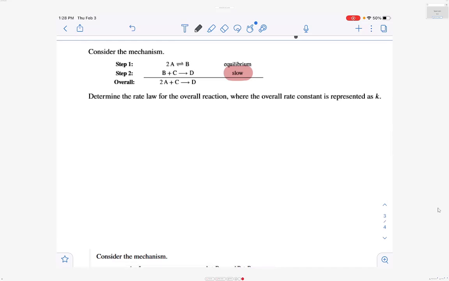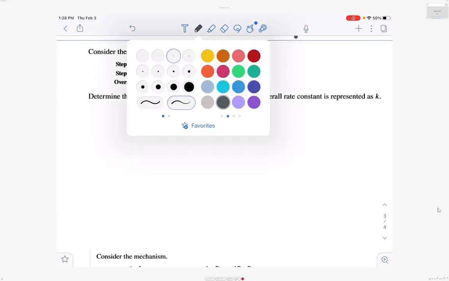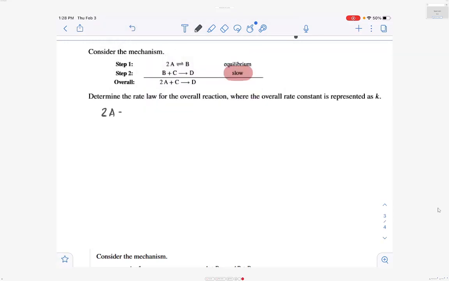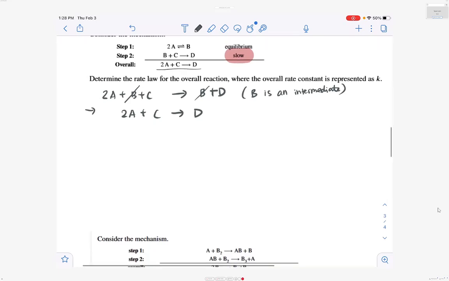We're going to add all the reactants together: 2A plus B plus C equals B plus D. Okay? B appears on both sides, so we know that B is an intermediate. So the overall reaction is 2A plus C equals D. See, overall reaction.